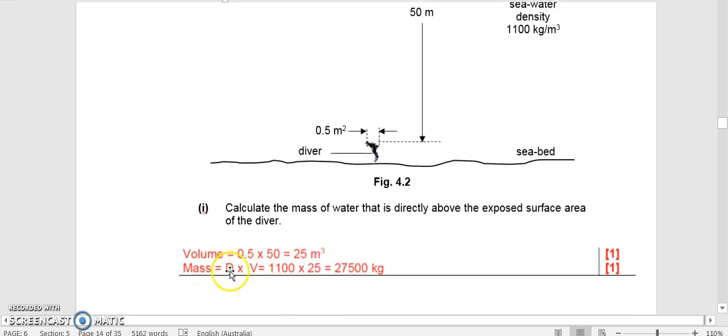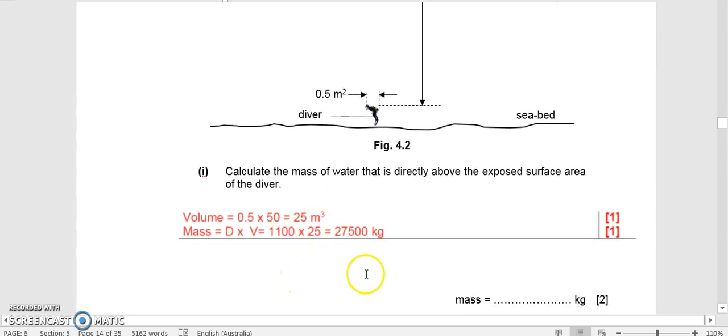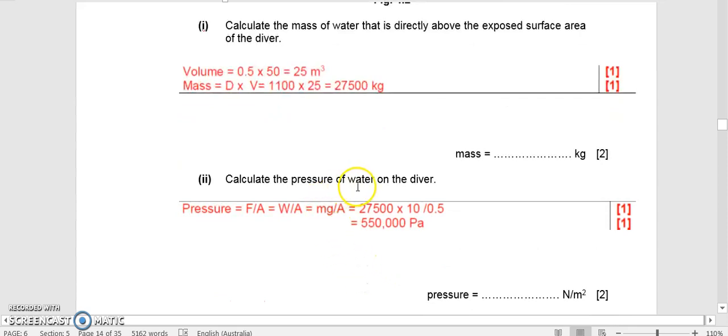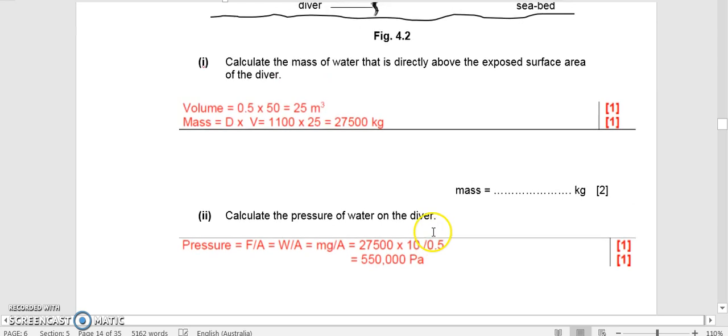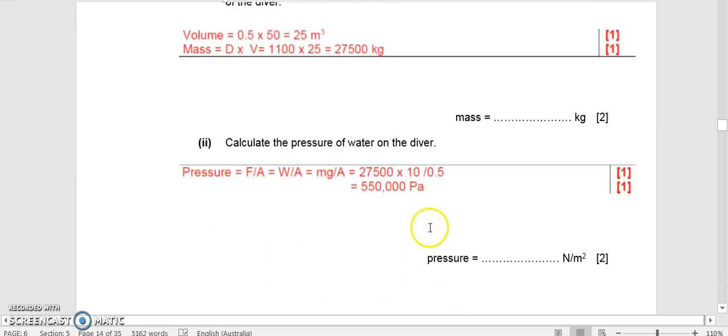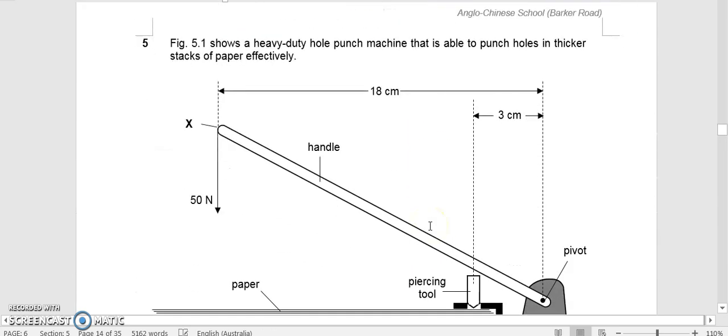Second step, just mass equals density times volume. That's it. Density given for water or seawater 1001, volume you found out here. So what's the pressure of water on the diver? Pressure is just force over area, which is weight over area. W equals mg, right? mg over area, where m is what you calculated already, times g, 10, divided by area 0.5, which is given to you in the question. That's it.